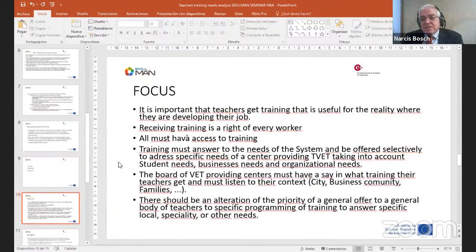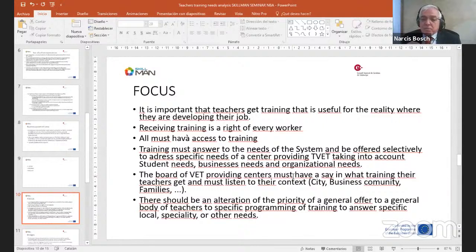It is important that teachers get training that is useful for the reality where they are developing their job. Receiving training is a right of every worker. All must have access to training. Training must answer the needs of the system and be offered selectively to address specific needs of a center providing TBET, taking into account student needs, businesses' needs, and organizational needs. This last should be the first to be considered.